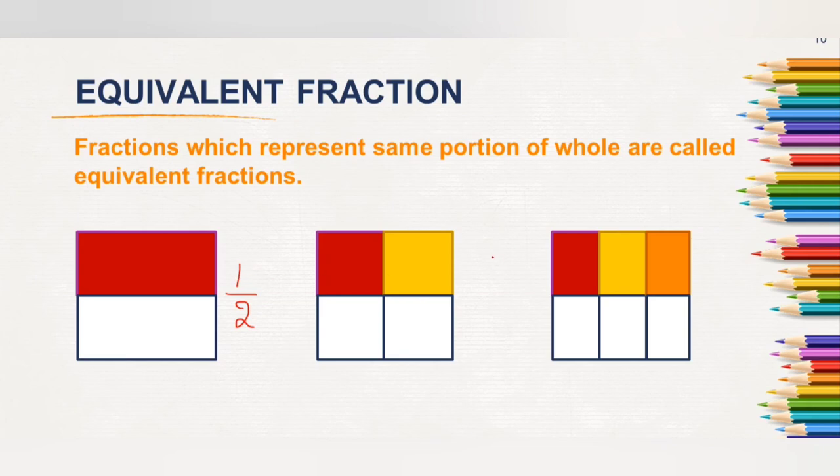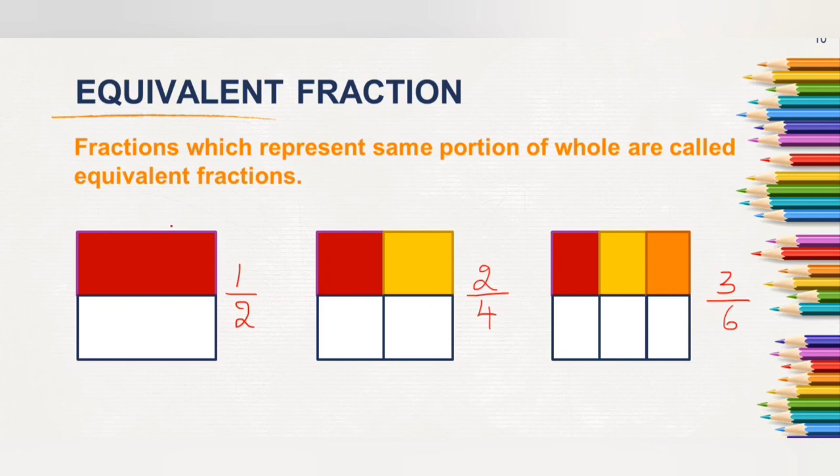Correct? Here, can you see the same square box? But it has been divided into 4 equal parts. So, 4 equal parts means it will be the denominator. And 2 parts are considered. It is written as 2/4. Now, here in this square, it is divided into 6 equal parts and 3 parts are considered. But the whole is the same. Only the fraction is different. Yes or no?